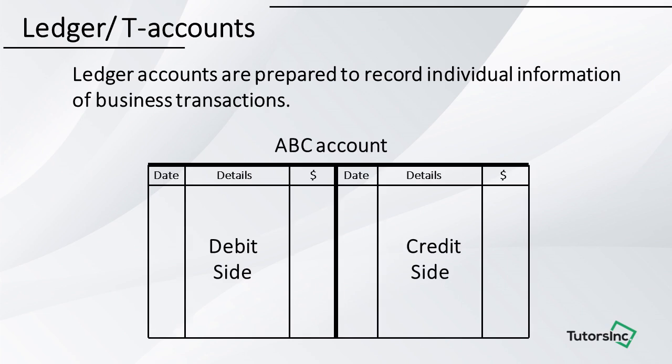Please keep in mind that it is important for you to have knowledge of journal entries as well as debit and credit before you learn the format of ledger. Now let's get back to the format. As you can see, the account is in the shape of alphabet T. There are two sides. The left side is called the debit side and the right side is called the credit side. In both sides, we have columns for date, details, and amount. That is exactly how a ledger account must look like.